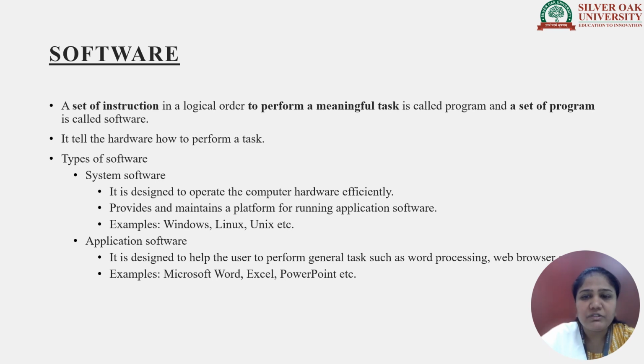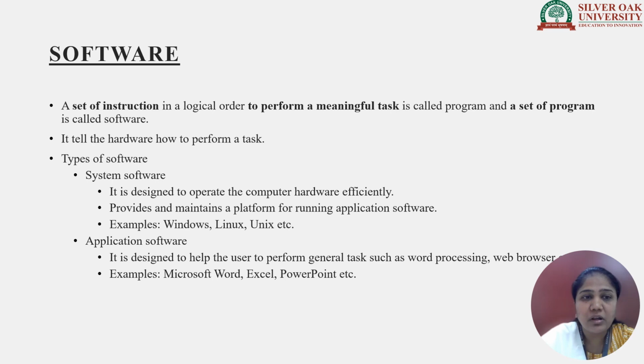Now, when we talk about software, we need to know how many types of software there are. The very first type is system software, and the other one is application software. These are the basic two types. Now, what is system software? It is designed to operate the computer hardware efficiently. It provides and maintains a platform for running the application software. For example, Windows, Linux and Unix. These are nothing but examples of operating systems. These operating systems tell the hardware in which form it is supposed to perform the task.